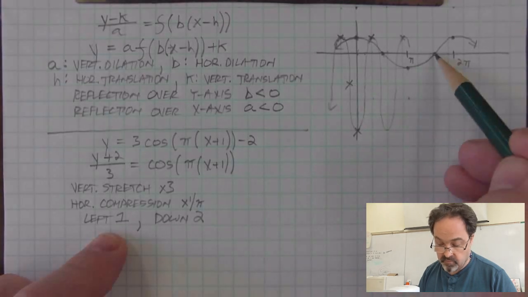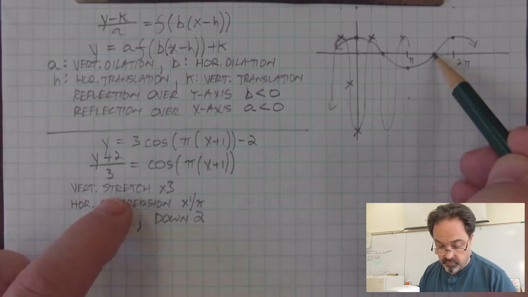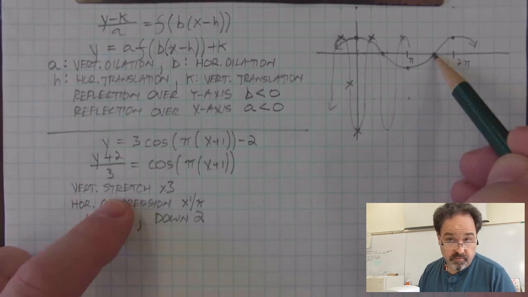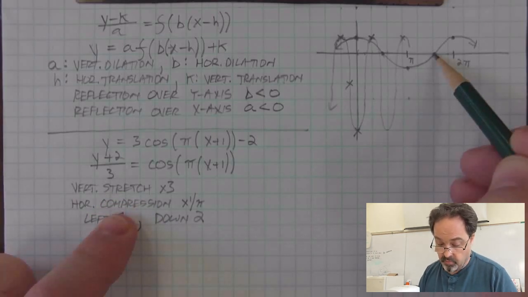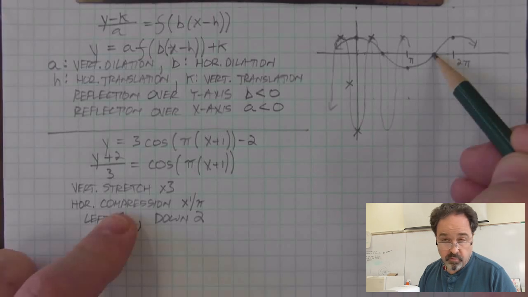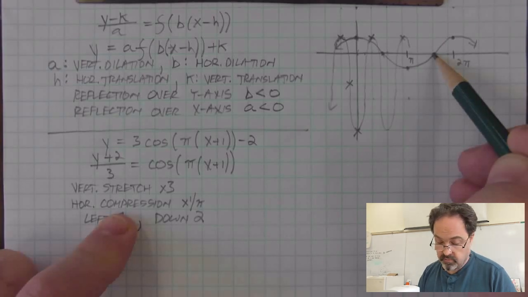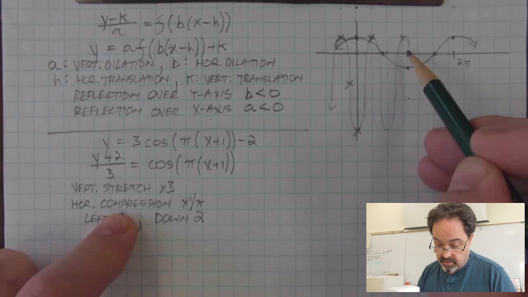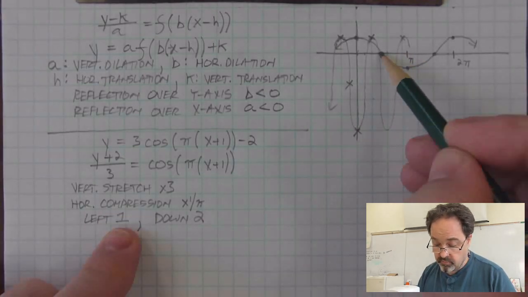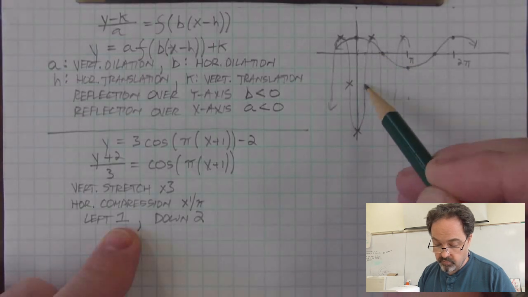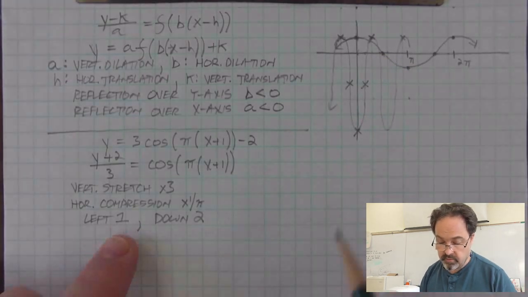Let's see if that works out for this last point in the 5-point method. I have a vertical stretch factor 3, has a vertical distance of 0, so it doesn't change. Horizontal compression factor pi, I multiply this horizontal location of 3 pi over 2 by 1 over pi, the pi's cancel out, leaving 3/2. So the new horizontal distance is 3/2, approximately here. And then left 1, down 2, right where I predicted.